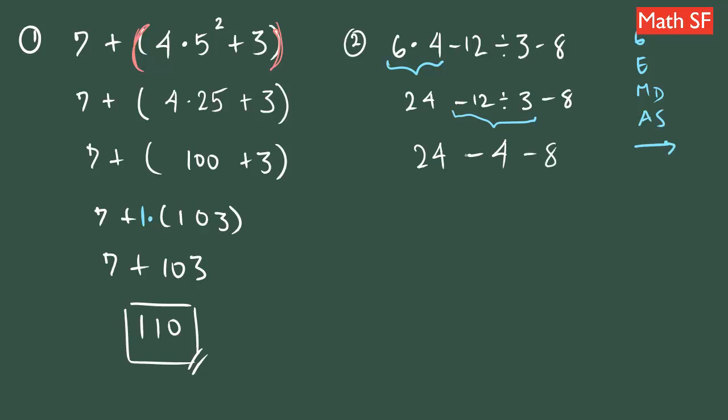Now there's only subtraction that we have to do, so you can perform this from left to right, or just combine the like terms. You could either use your associative property or just combine it. 24 minus 4, go from left to right. So 24 minus 4 should be 20, and then you keep your minus 8 here. Now this 20 minus 8 should give you 12.